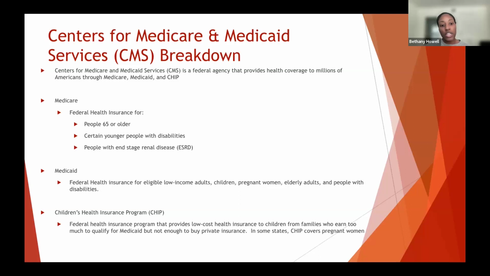Medicaid's a little bit different. Those who are eligible are low-income adults, children, pregnant women, elderly adults, and people with disabilities. And then third, we have CHIP, which is the Children's Health Insurance Program. It's a federal program that provides low-cost health insurance to children from families who earn too much to qualify for Medicaid, but not enough to purchase private insurance. And in some states, CHIP also covers women who are pregnant.